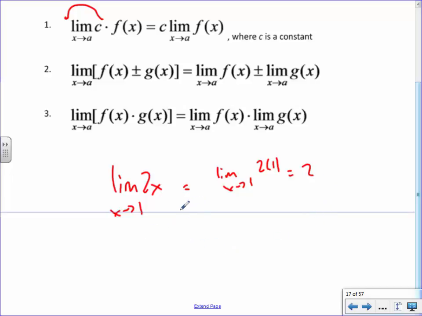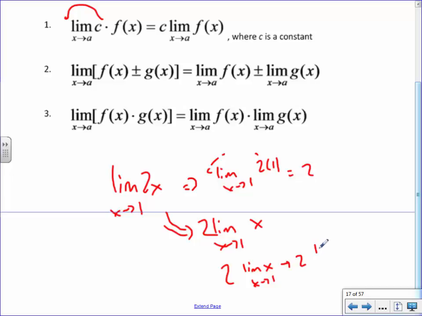But what you could have done, an alternate path, is the limit as x approaches 1 of just x. You could have put a 2 in front of it instead, and you can pull this constant out in front, which gives you 2 times the limit as x approaches 1 of x. I'm not writing this very nicely.